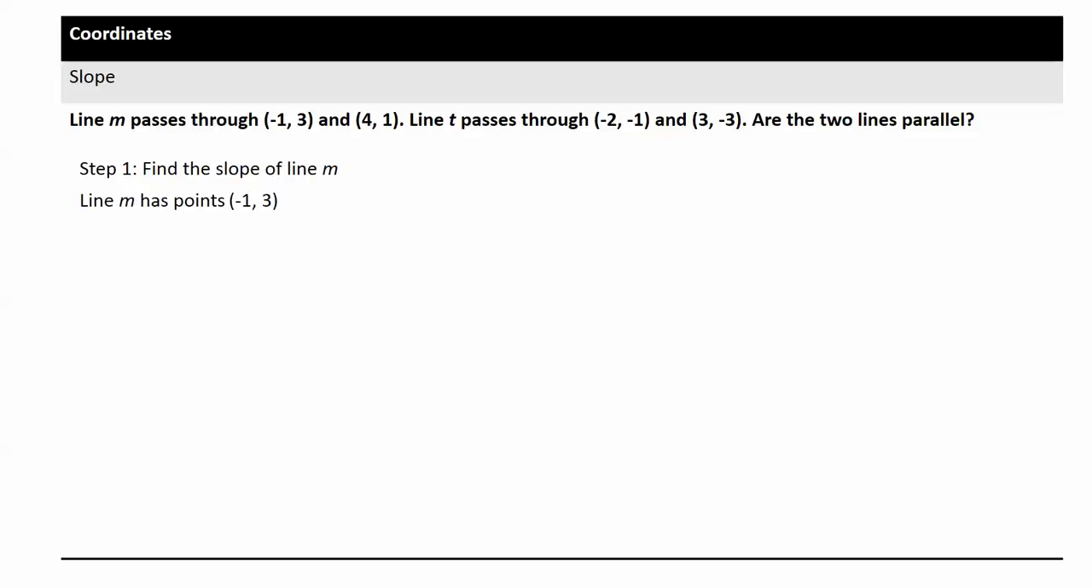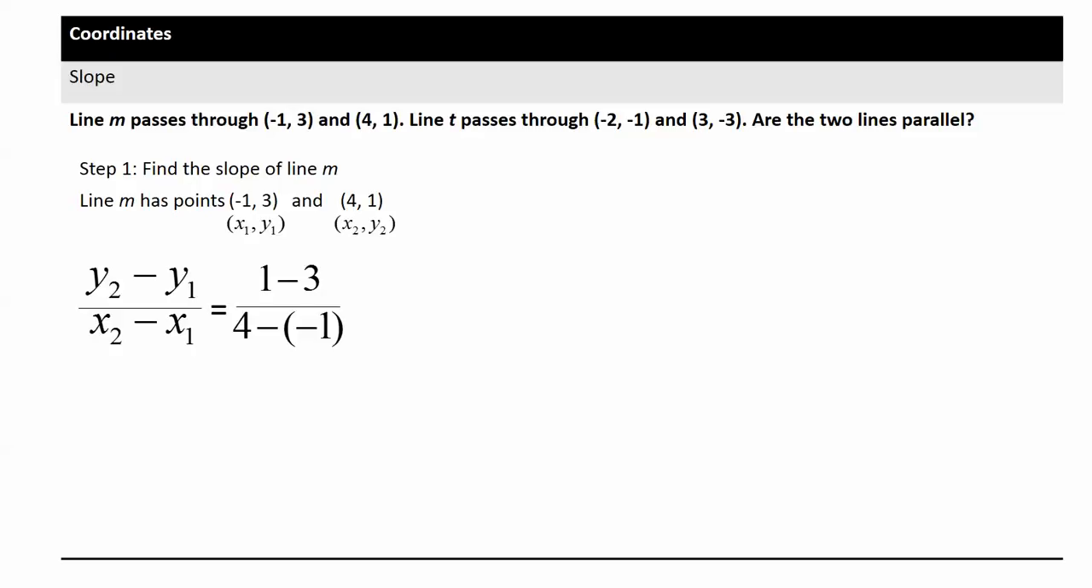So line M has points (-1, 3) and (4, 1). So taking our slope equation, y2 minus y1 over x2 minus x1, we'll label our points. (-1, 3) will be x1, y1, and (4, 1) will be x2, y2. So plugging it in, y2 minus y1 would become 1 minus 3, and x2 minus x1 will become 4 minus -1. So evaluating, 1 minus 3 is -2, and 4 minus -1 becomes 5. Therefore, the slope of line M is -2/5.